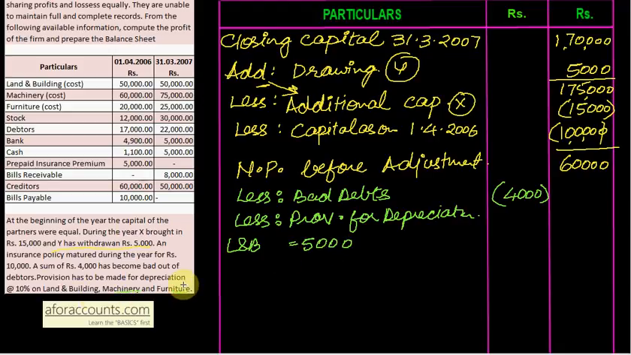मशीनरी एंड फर्नीचर. लुक, मशीनरी 75,000 इज गिवन क्लोजिंग में, तो मशीनरी ले लो 75,000. Here what we are doing, we are assuming that everything has been purchased. Machinery increased from 60,000 to 75,000. So assuming that it is purchased at the beginning of the year, we take depreciation on full amount of 75,000. So machinery is 75,000 into 10%, that comes up to 7,500.